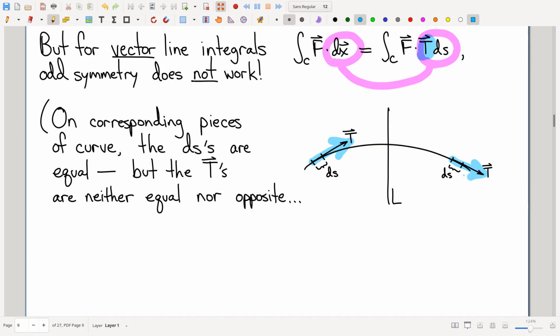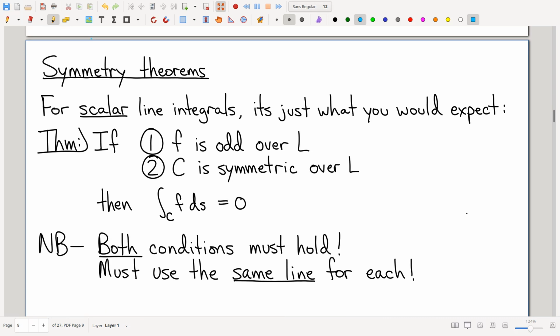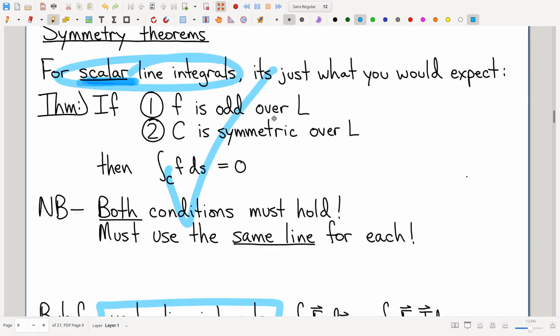So heads up, please, as much as I love symmetry arguments, don't even try to make a symmetry argument for vector line integrals. Rather, scalar line integrals only. Does that make sense to everybody? Everybody's good there? Okay.